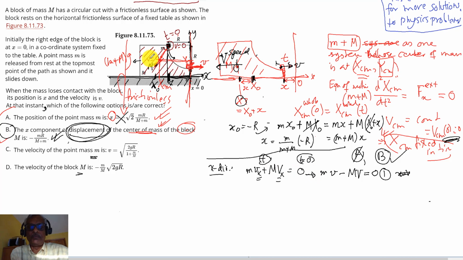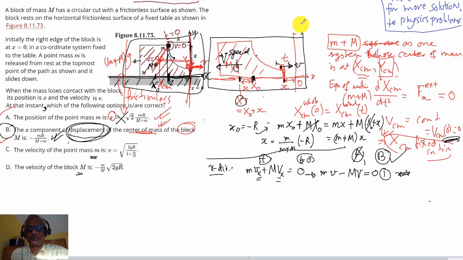Now, if you look at the energy concept, then whatever the energy is here must be equal to the energy here. Why? Because all the forces acting on it, there's no friction. External forces are normal and gravity, and the normal force is not going to do any work. The gravity work is taken by potential energy.